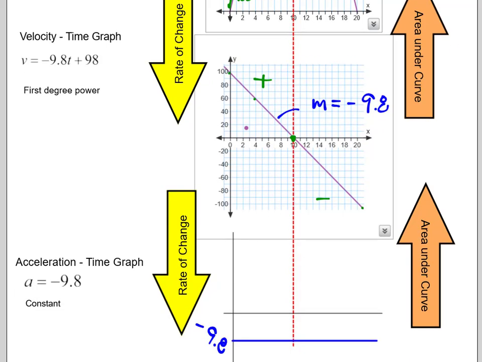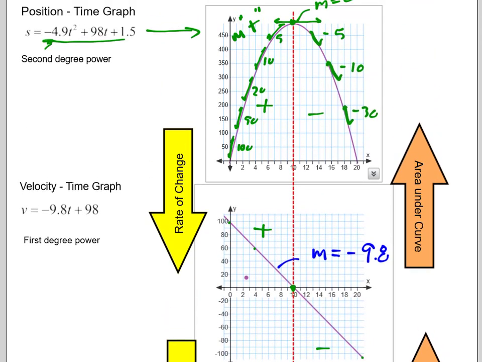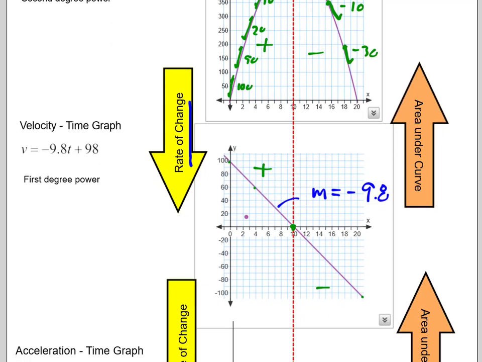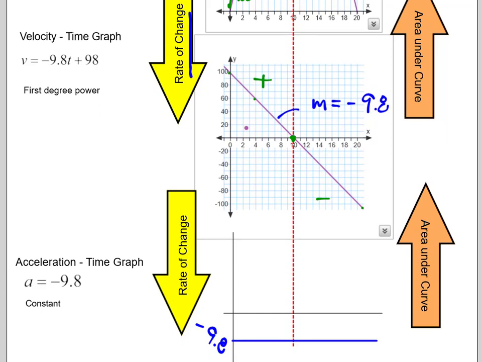Okay, and now what we really want to investigate or explore here is to move from one graph to the other. To move from a position time graph to a velocity time graph, we do that via rate of change or slope. To move from a velocity time graph to an acceleration time graph, we move via rate of change or slope. So to move down, we're using rate of change.